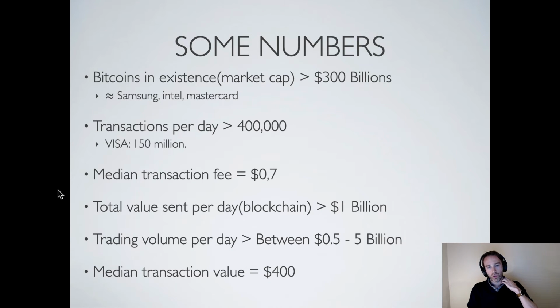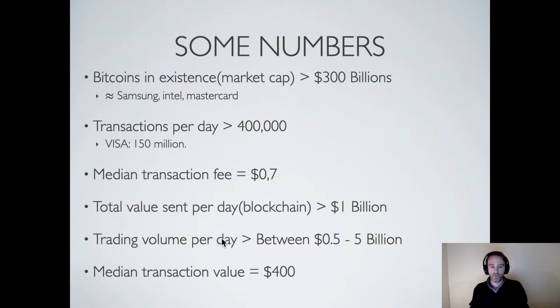So let's give some numbers about Bitcoin. The market capitalization is around 300 billion. This corresponds to the market capitalization of huge companies like Samsung, Intel, or MasterCard. There are more than 500,000 transactions per day in Bitcoin. The median transaction fee is less than $1. The total value sent per day amounts to about $1 billion.